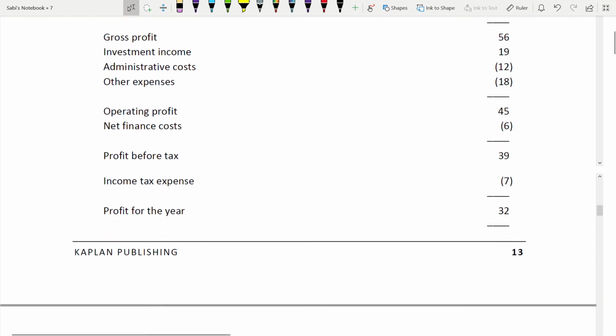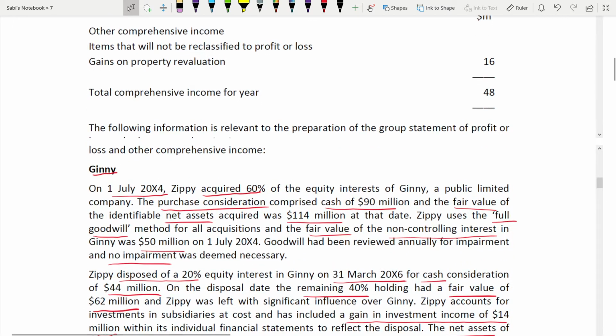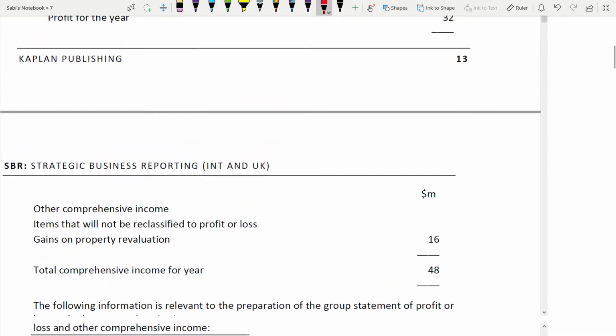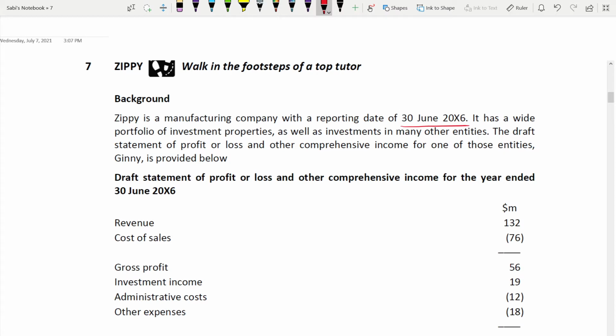First 9 months they are telling, right? So here, 1st July 2004 they have acquired, and the reporting date is what? It is 30th June 2006. That means June is the closing end.